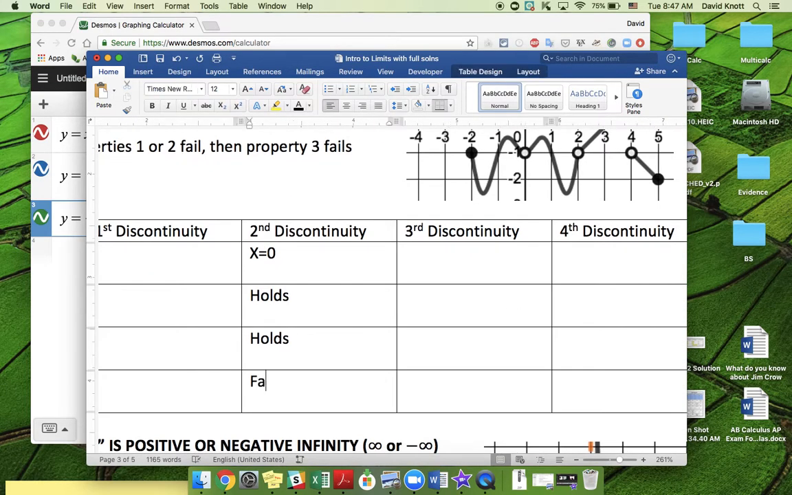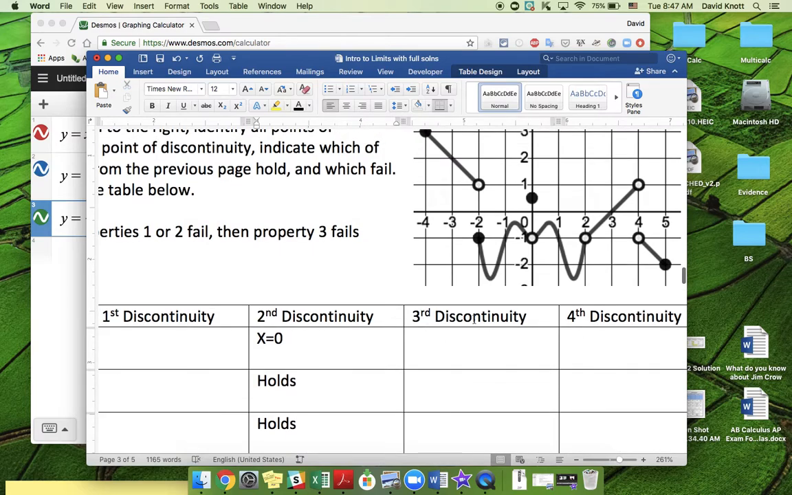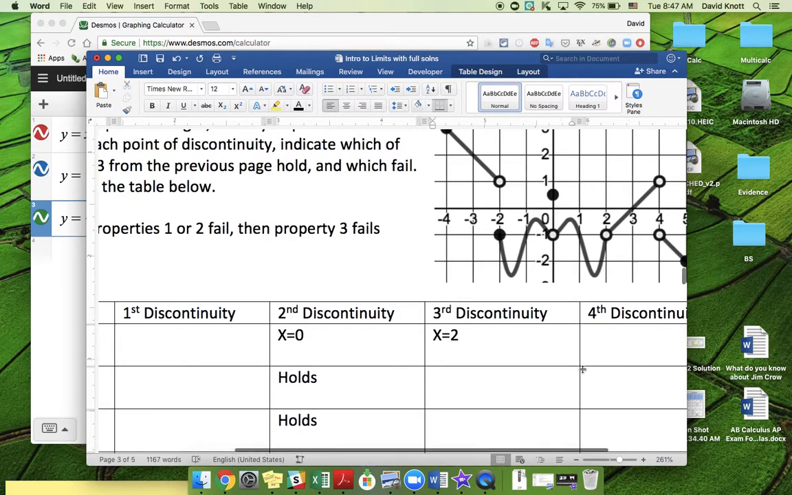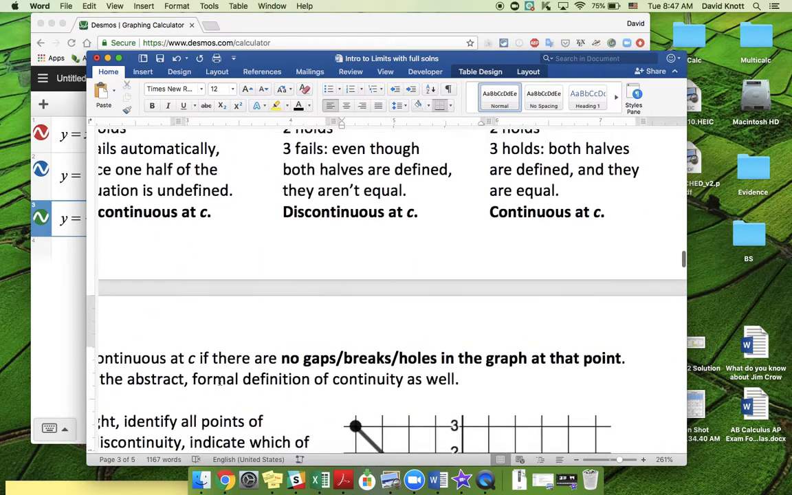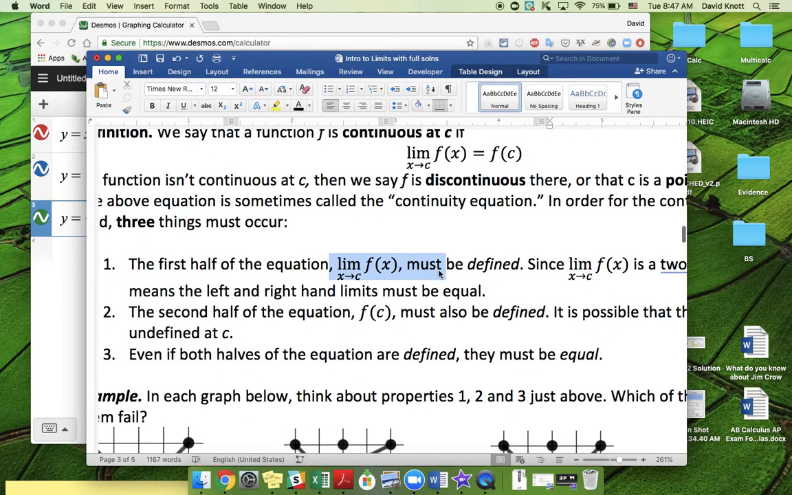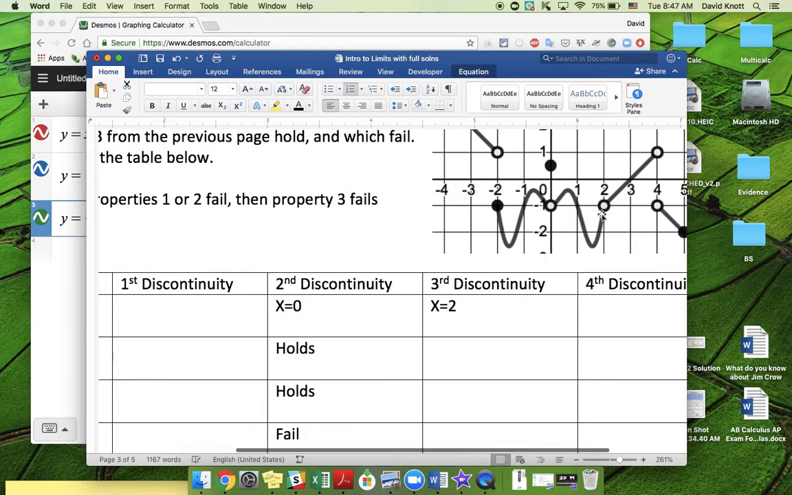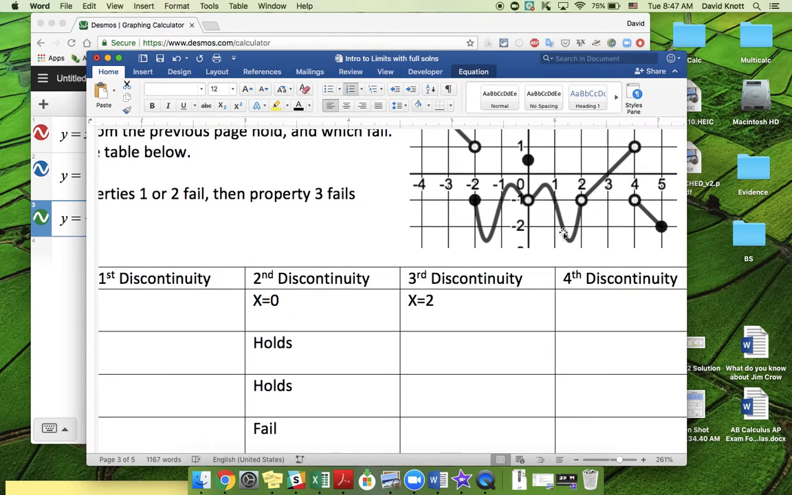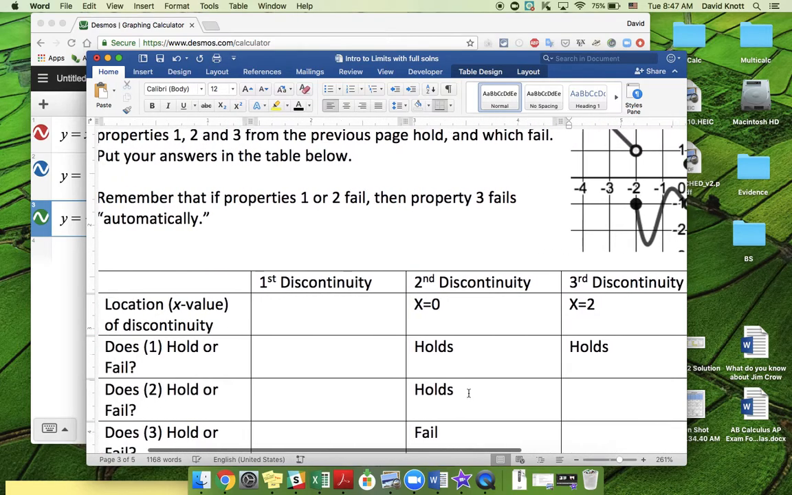Okay. The other discontinuity, the next one, would be at x equals 2. Okay, and again, people sort of mixed this up. Let's go through the properties. Does property 1 hold? Property 1, if you remember, is that the two-sided limit is defined. Is the two-sided limit defined at 2? Yes, because as you approach from the left, you get -1, and as you approach from the right, you also get -1. Since those two things are the same, the two-sided limit is defined, and it's -1. So that property holds.